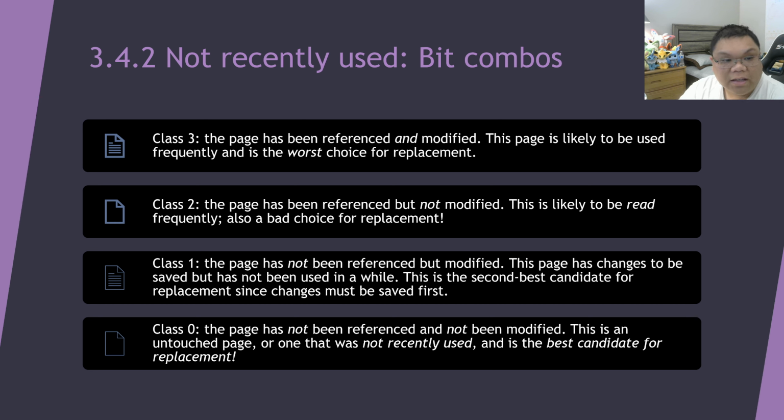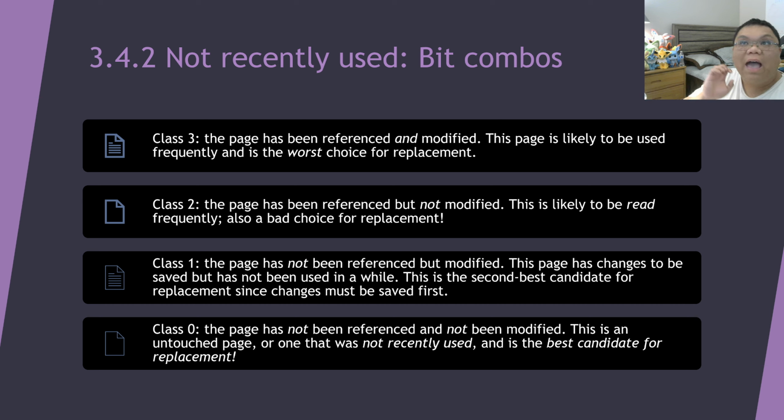Class 1 pages, these are pages that have not been referenced but they are modified. If we are to select such a page, there are changes that we need to make first. Because, remember, when we swap pages, they are moved from main memory to a backing store, which is an area on the hard disk drive.